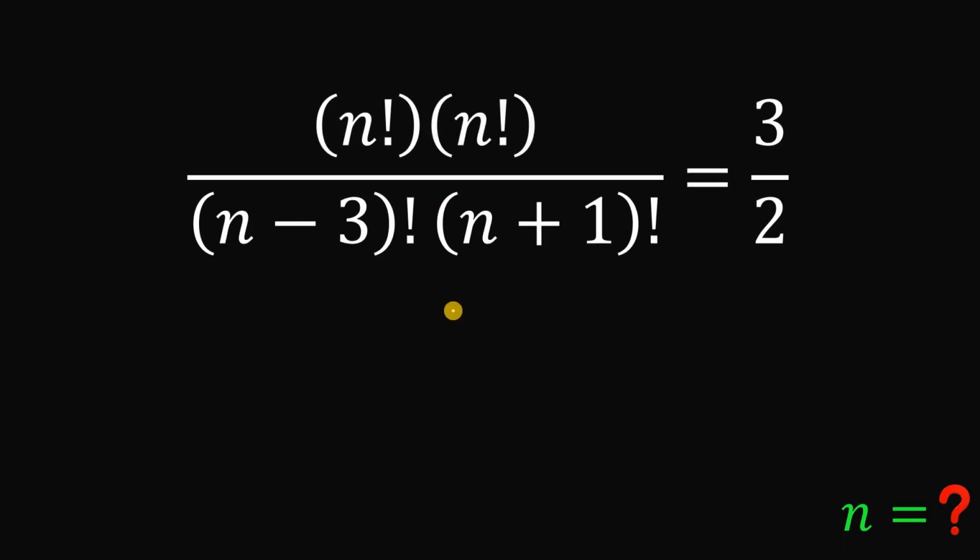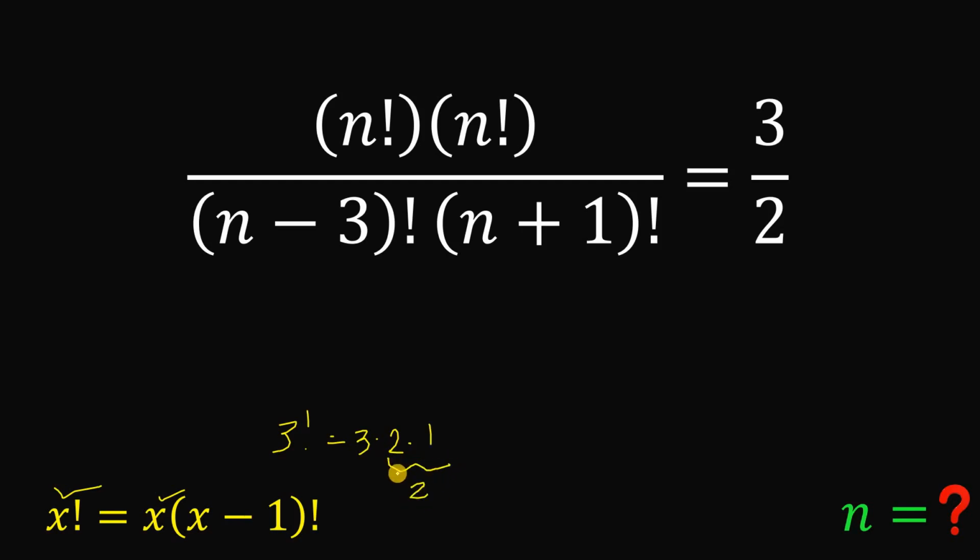Now, what we're going to do is to use this identity. Take note, when we have x factorial, this can be written as x multiplied by x minus 1 factorial. Because 3 factorial, we know, is just 3 times 2 times 1. And this 2 times 1, we can write as 2 factorial. So, 3 factorial can be written as 3 times 2 factorial.